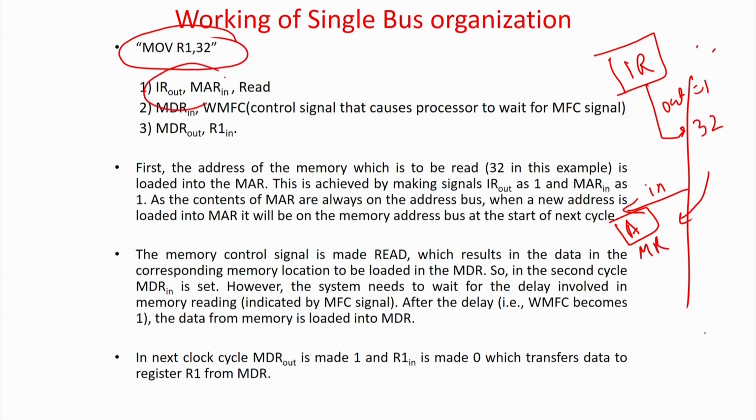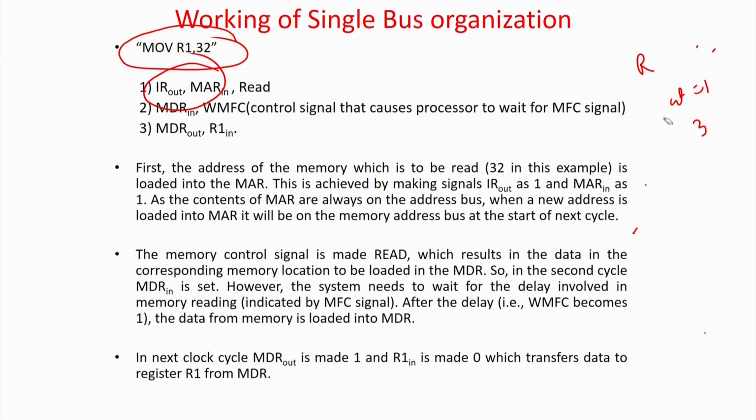So, in fact, these are the 2 internal signals, that is, R out, instruction register out equal to 1. The instruction register will dump the value to the bus, and memory address register in is equal to 1. So, it will read the value of 32. Now, the 32 has gone to the memory address register. These are the 2 internal control signals.